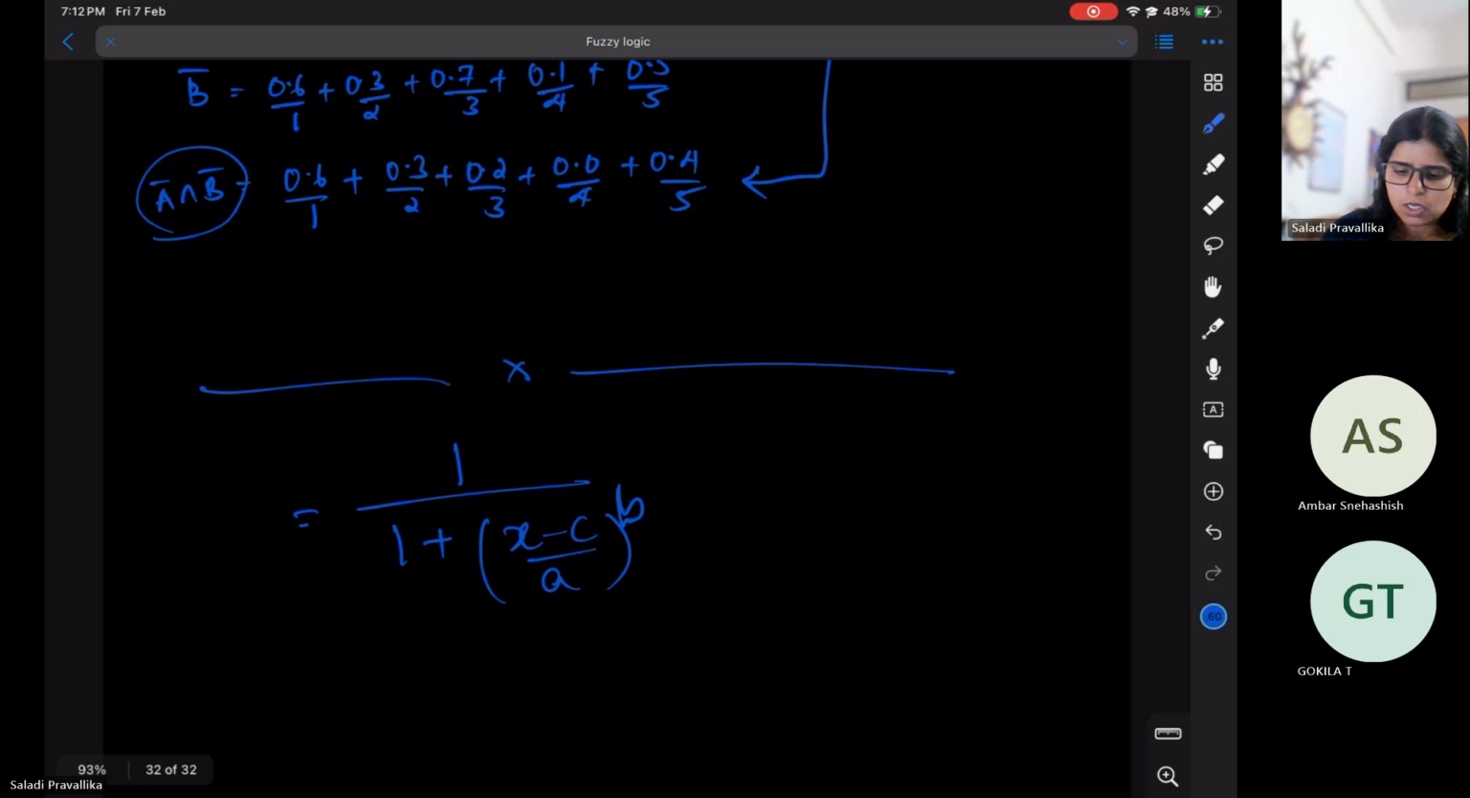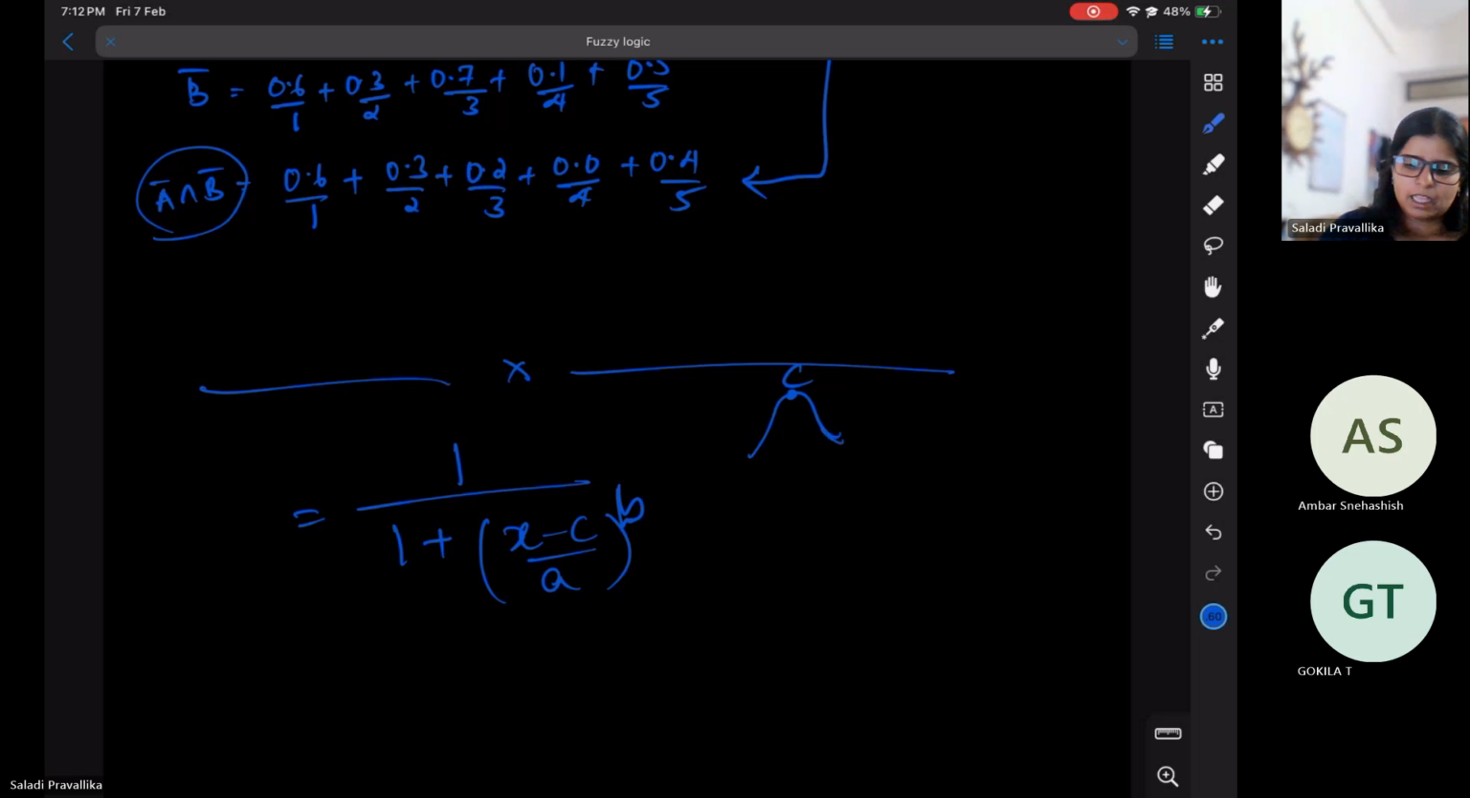Okay, so all the three variables here, A, B, C, all the three parameters have different reasons to be there. Okay, so C is basically the center.